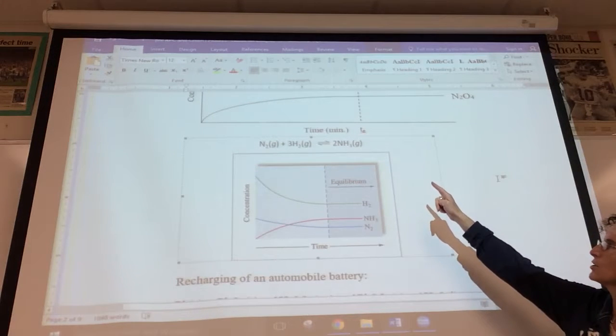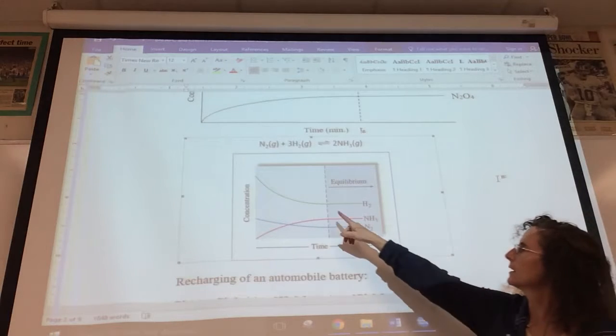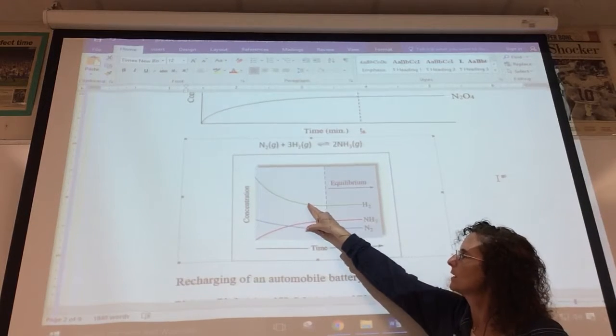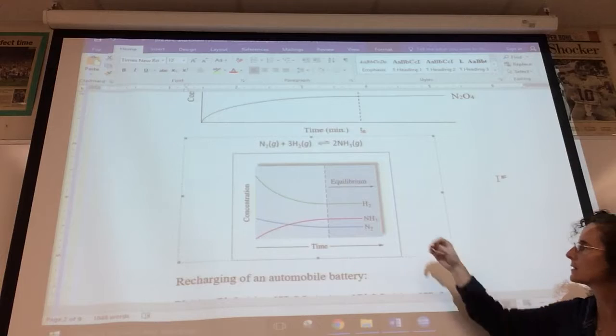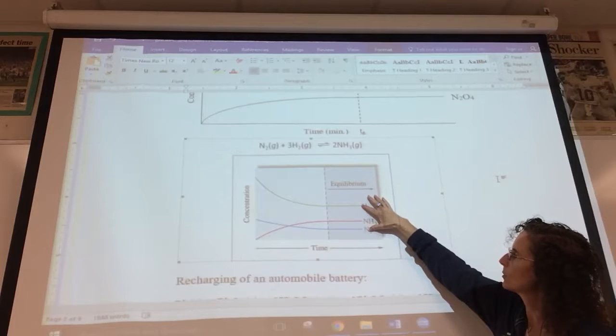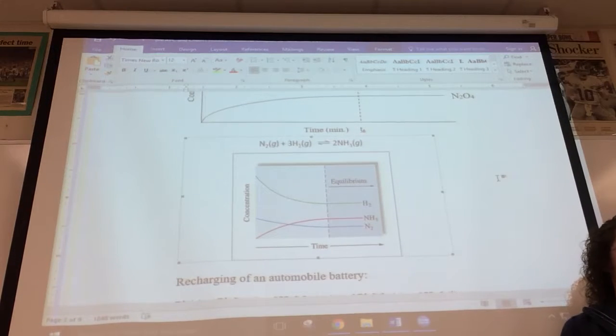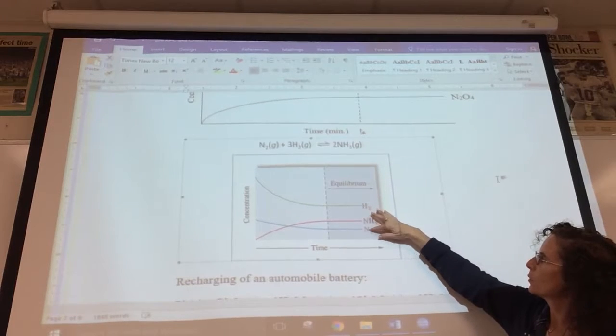So this is the formation of ammonia from nitrogen gas and hydrogen gas. And you can see the reactants in green and blue. And what's happening to their concentration over time? They're decreasing as you would predict. And why is this, the hydrogen gas, considerably higher than the nitrogen gas? Stoichiometrically. So you've got a 3-to-1 mole ratio.